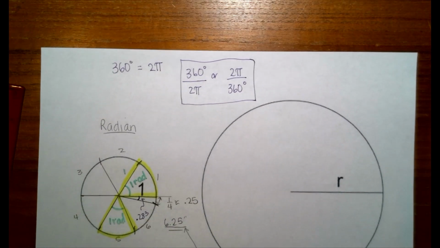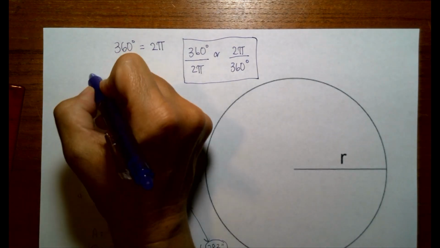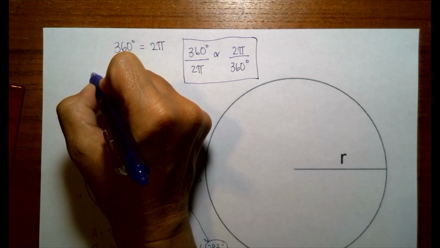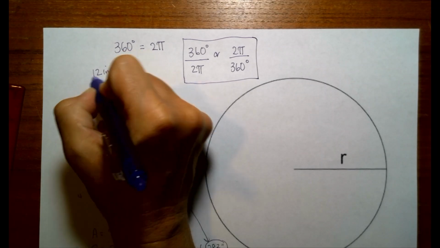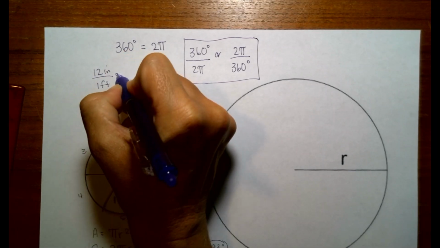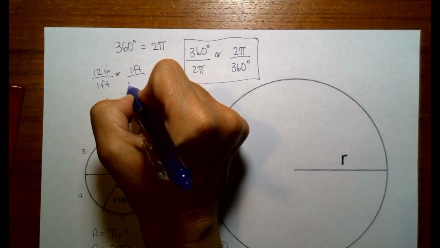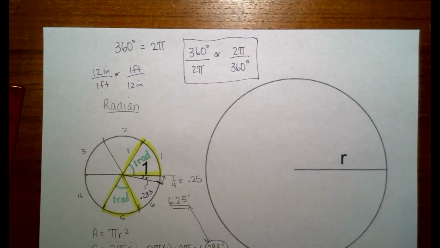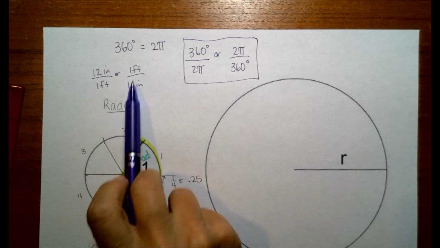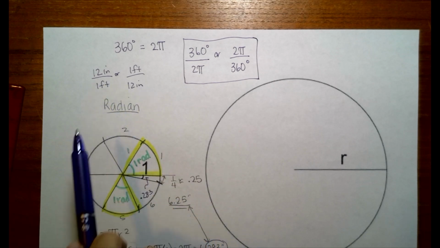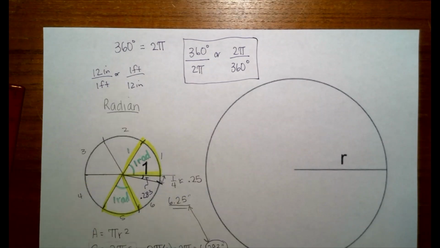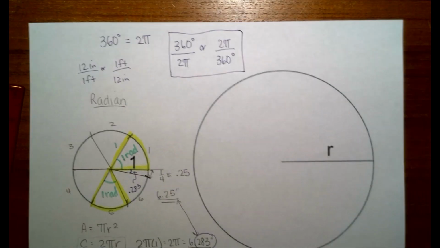Another way you can look at this, like you did in chemistry all the time when doing conversions, is 12 inches over 1 foot, or you can write this as 1 foot over 12 inches. Depending on what you're looking to solve, you could write this proportion or this ratio either way you need to. All right, so now let's look at this bigger circle.